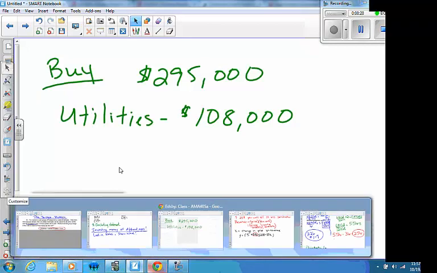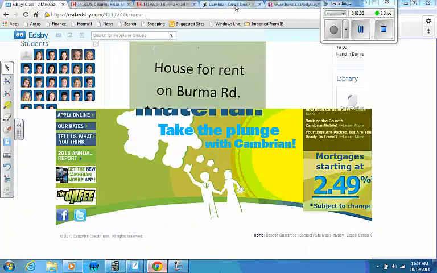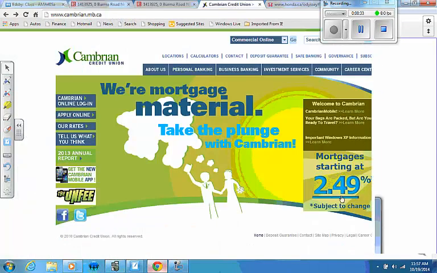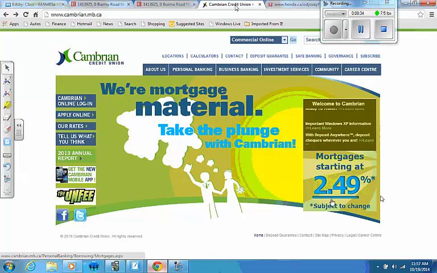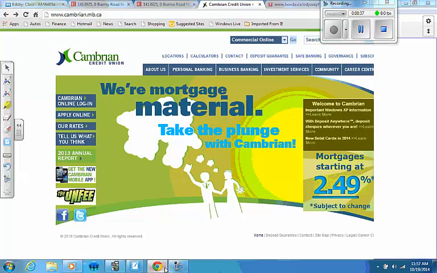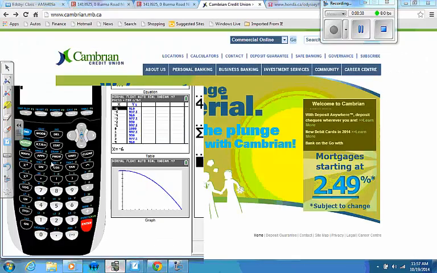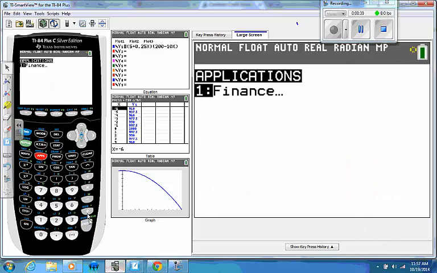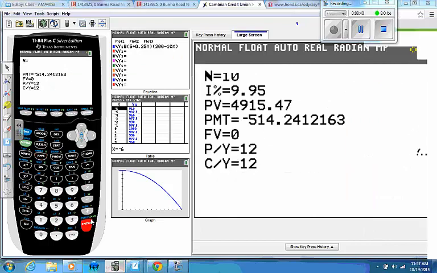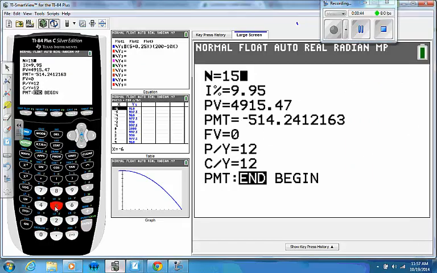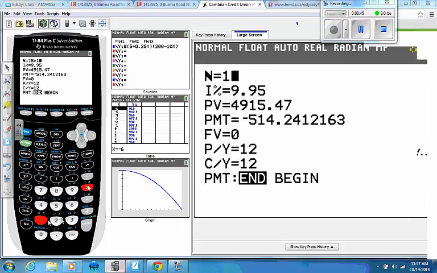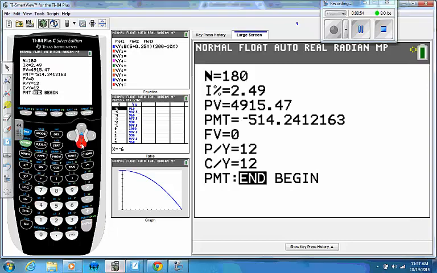I just went on to the Cambridge website. Mortgages are 2.49%, so that's what I'm going to use. Mortgage interest is usually compounded semi-annually, so twice per year. If I go into my apps and open the TVM solver, I'm going to live at the house for 15 years, and there are 12 monthly payments. I'm going to put the rate at 2.49% for my mortgage.